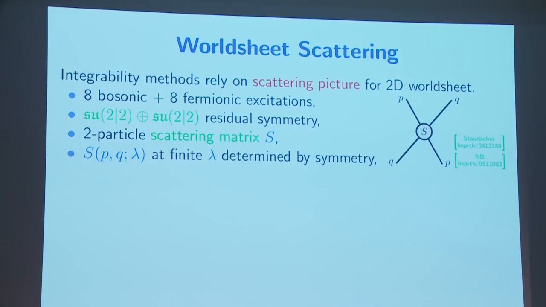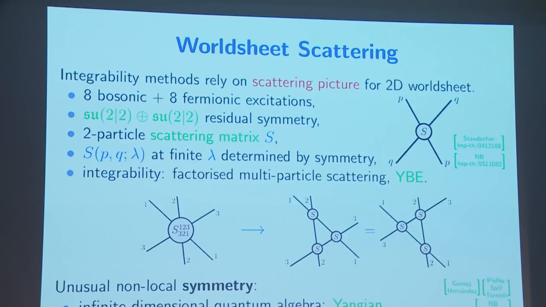And in this particular scattering picture, you have a residual symmetry coming from the isometries that are left over, and these are two copies of the Lie superalgebra SU(2|2). And you have a scattering matrix which respects this symmetry. And the nice thing is that using just the symmetries, you can determine what this scattering matrix for two particles is, as a function of the worldsheet momenta of these particles, and as a function of the worldsheet coupling lambda. So you have an expression which works at finite coupling strength.